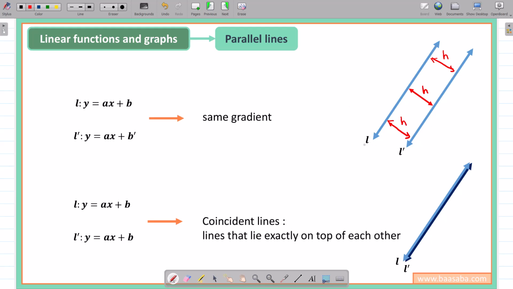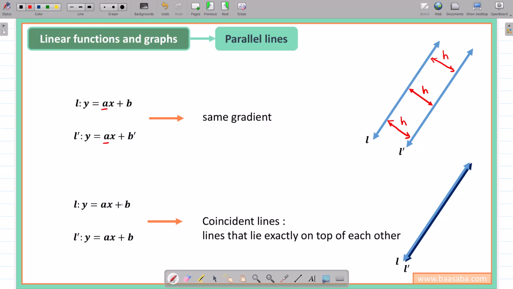If we name the lines L and L prime, in their equations you can see that the coefficient of x, which represents the gradient of the line, is the same for these two lines, but the constant term is different. So when we look at the graph, the lines keep the same distance, and in the equations they have the same coefficient of x, or the same gradient. We call the lines parallel lines.